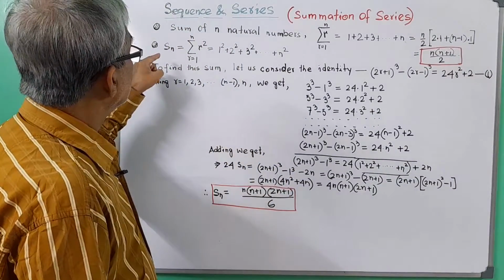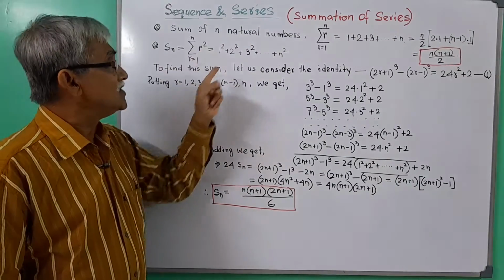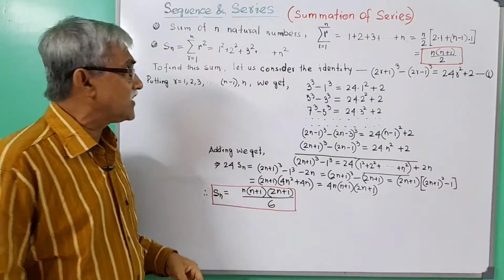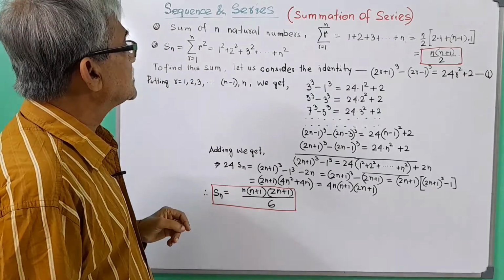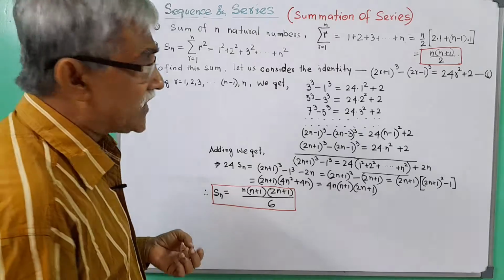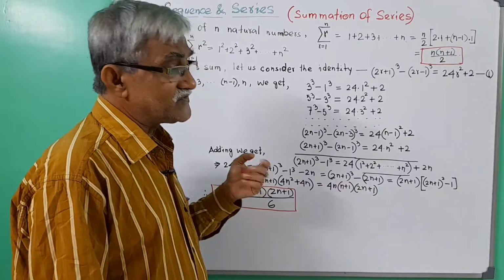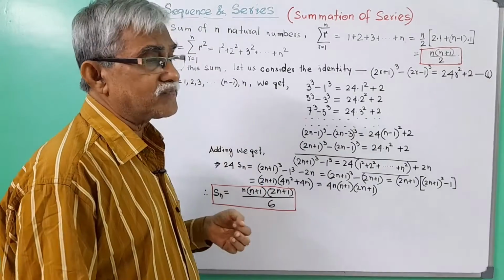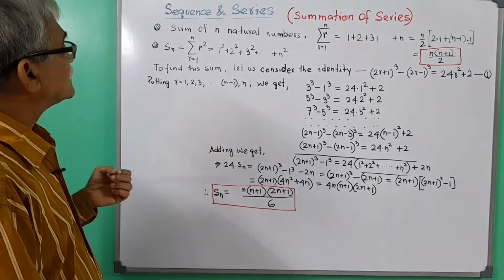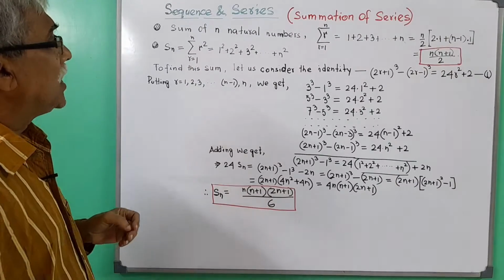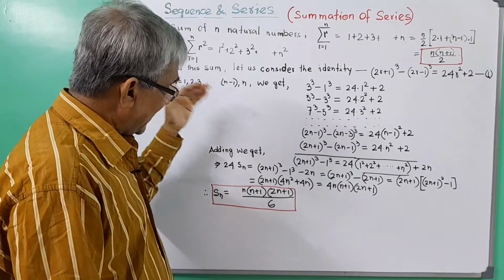Next is Sn denoting the summation of the squares of the natural numbers, that is 1 square plus 2 square plus 3 square up to n square. In notation, it is summation r square, r equals 1 to n. Here, you cannot use the formula that we have learned, because 1, 2, 3 are in AP, but 1 square plus 2 square plus 3 square never falls into an AP. So we have to take the help of an identity.